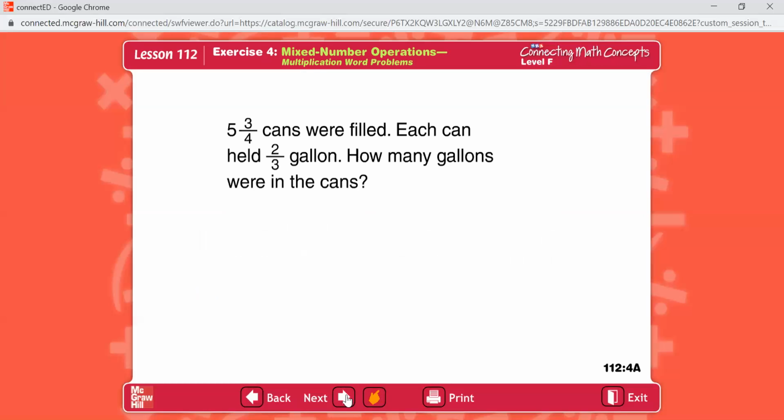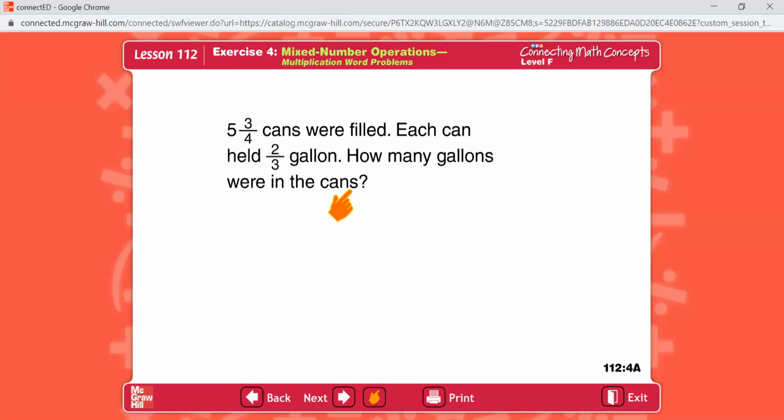Moving on. 5 3/4 cans were filled. Each can held 2/3 gallon. How many gallons were in the cans? I'll repeat. 5 3/4 cans were filled. Each can held 2/3 gallon. How many gallons were in the cans?